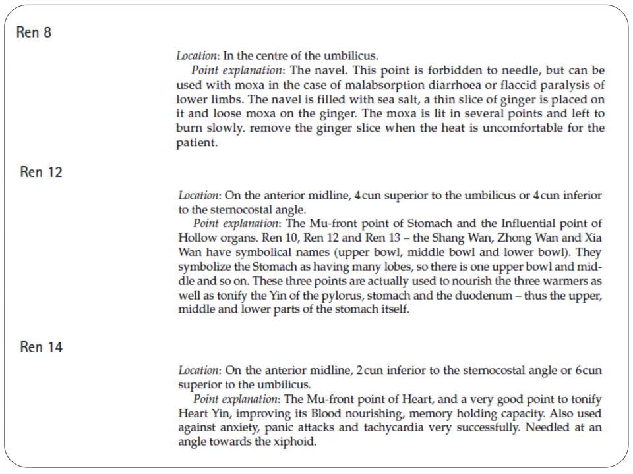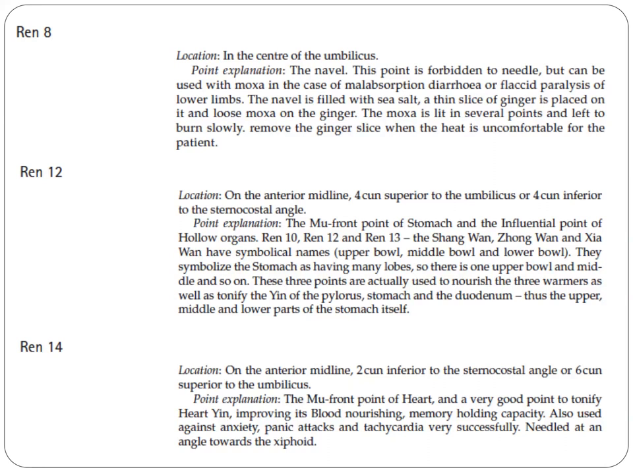REN10, REN12, and REN13, the Xiawan, Zhongwan, and Shangwan, have symbolic names: upper bowl, middle bowl, and lower bowl. They symbolize the stomach as having many lobes. So there is one upper bowl and middle and so on.